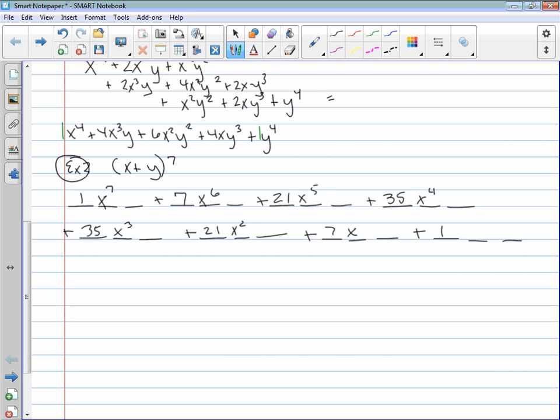And I don't really need this last blank because there are no more x's. Why? After 1 comes none. If you want, you can put x to the 0 power.